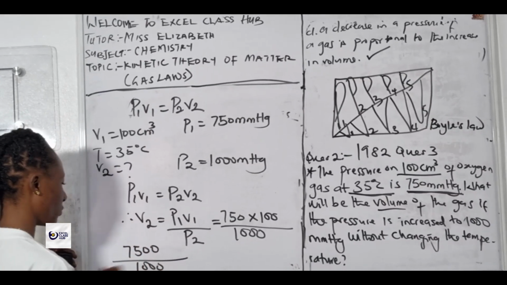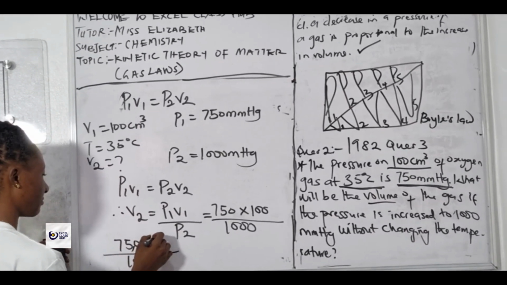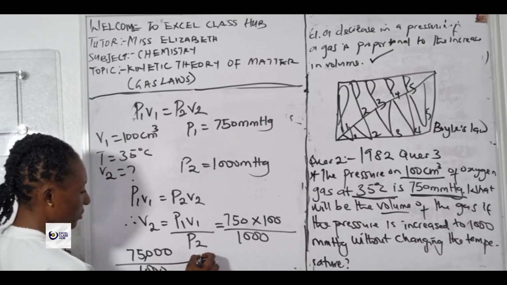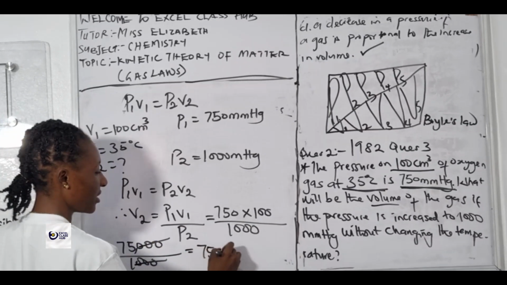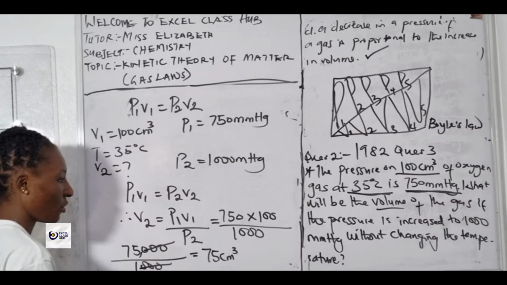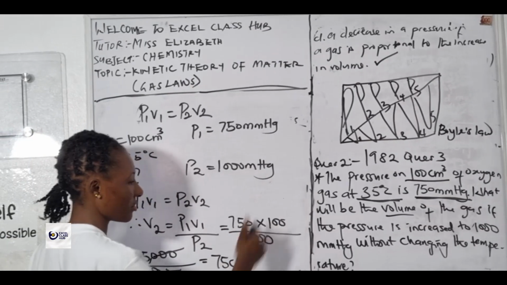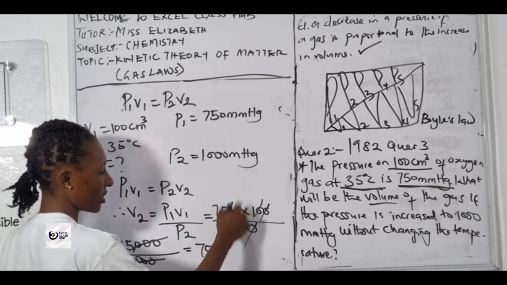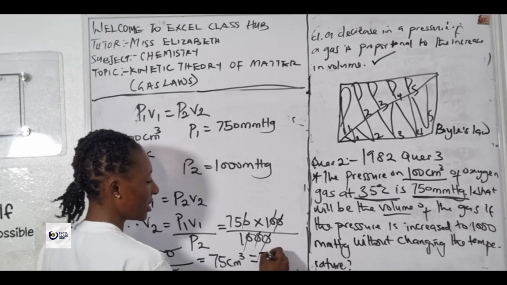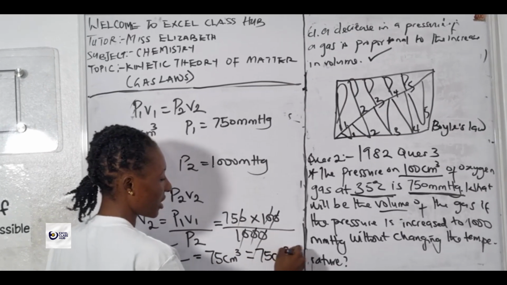75 over 1000. Over 1000, cancel, to give us 75 centimeter cube. Or another alternative way, you just cancel out the zero effect. You have 0 here, cancel. You are also left with 75 centimeter cube.